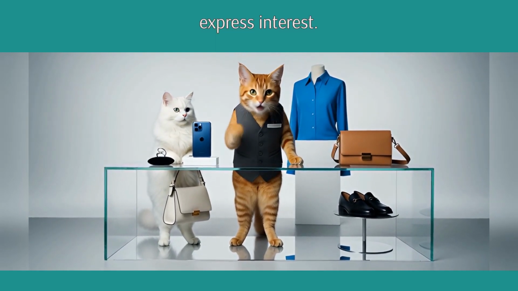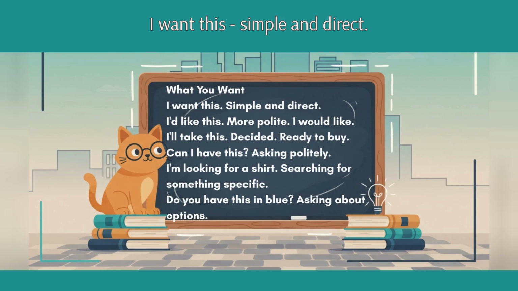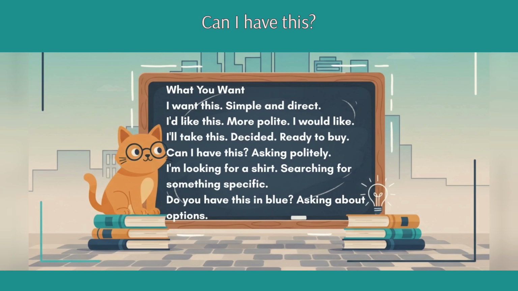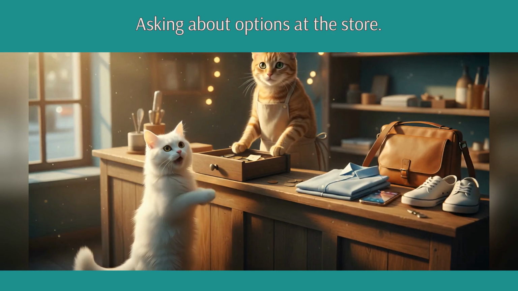Now let us learn how to say what you want to buy. Ways to express interest. I want this. Simple and direct. I would like this. More polite. I would like this. Decided. Ready to buy. Can I have this? Asking politely. I am looking for a shirt. Searching for something specific. Do you have this in blue? Asking about options.